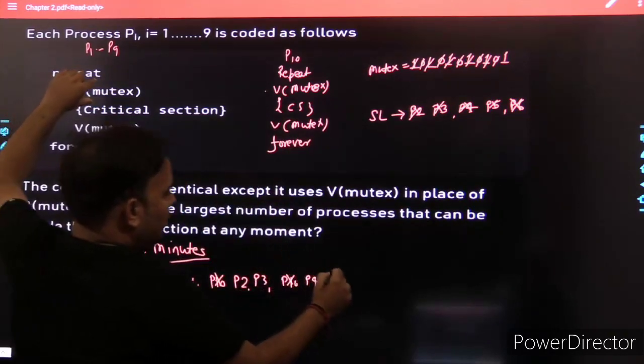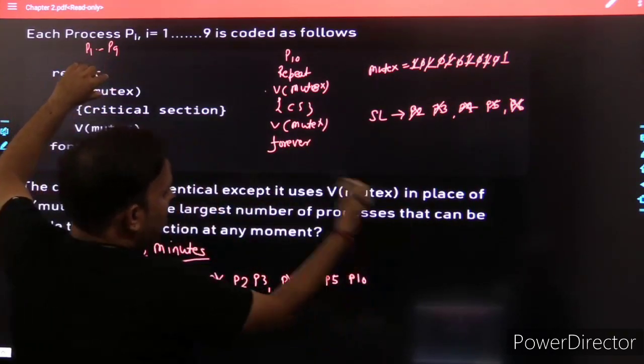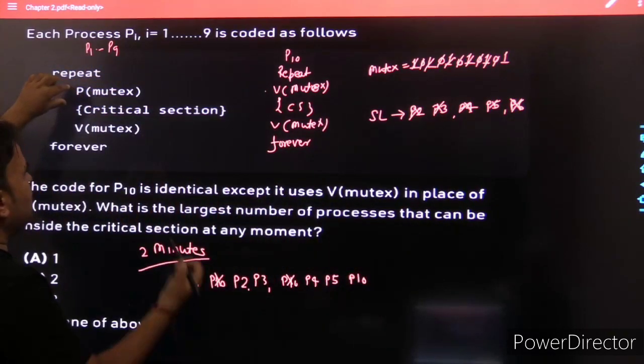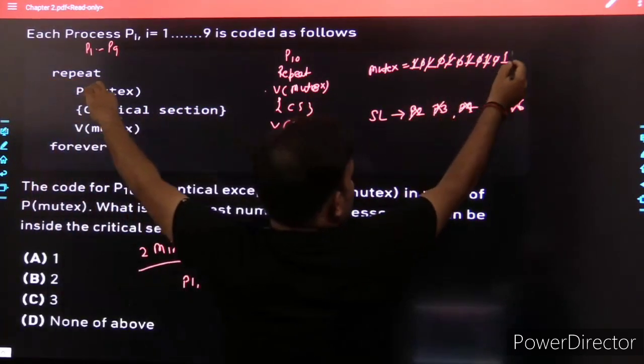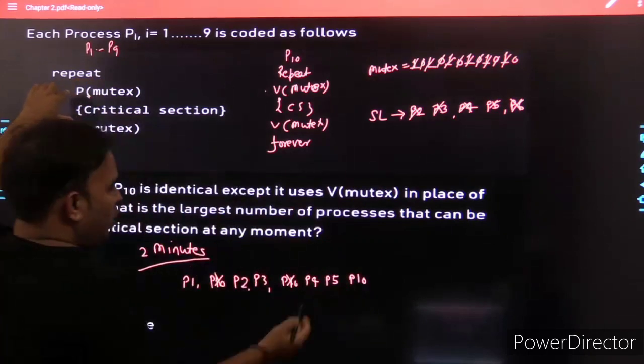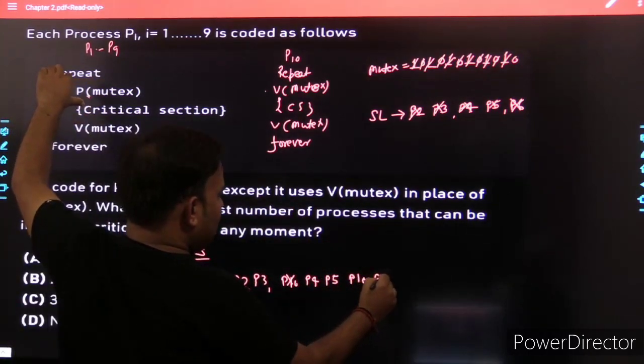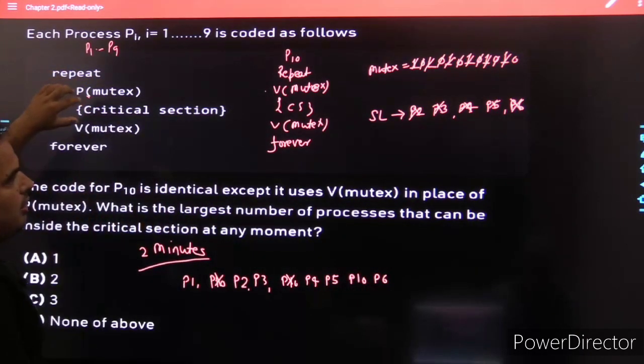Now P10 has left the critical section. Now P6 can enter into the critical section, yes. Now the mutex value is 1, so it can perform the down operation. Now P6 can enter into the critical section.